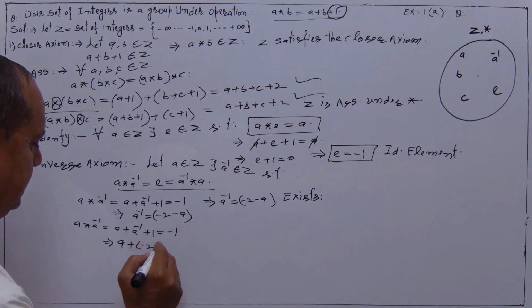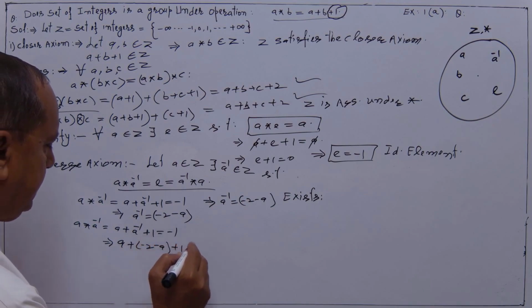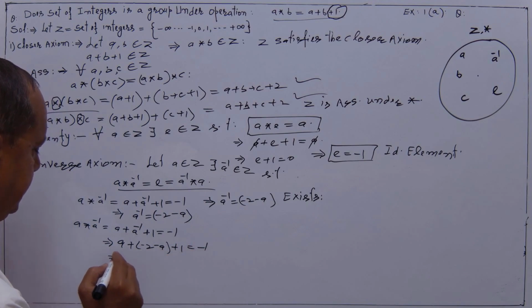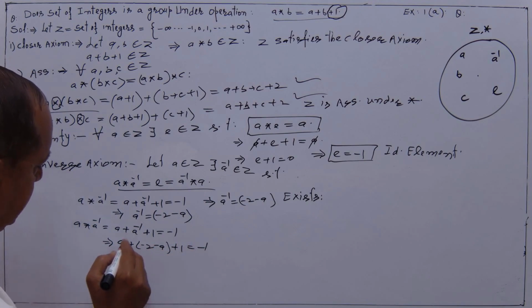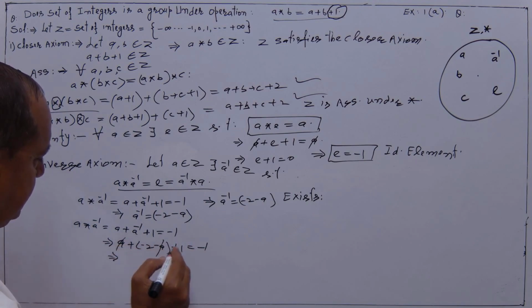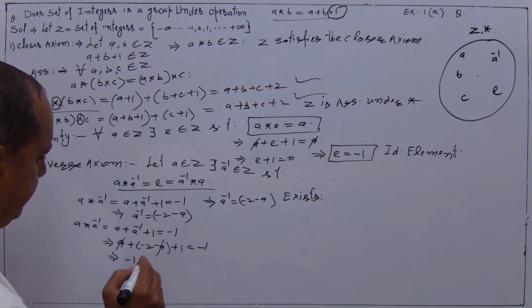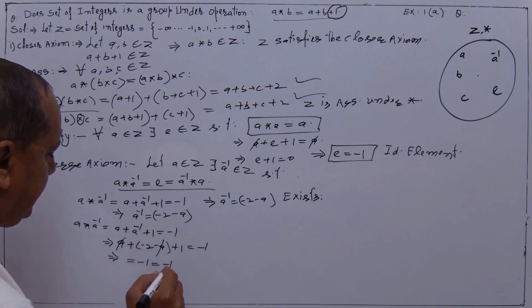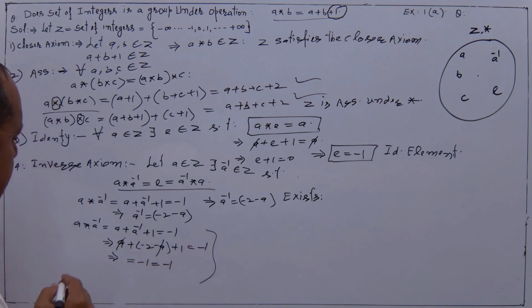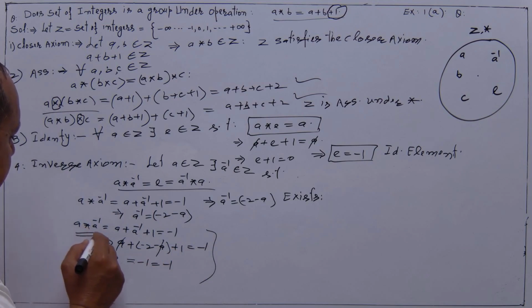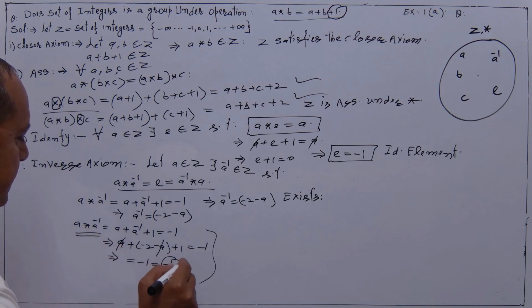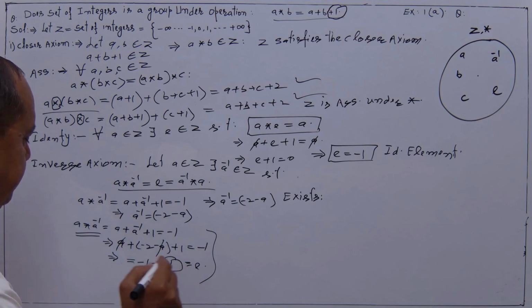-2 minus A plus 1 is equal to minus 1, which implies A and A cancel, minus 2 plus 1 तो जाएगा minus 1. तो this is equal to minus 1 is equal to minus 1. It means this property A star A inverse is equal to minus 1 and which is equal to E.